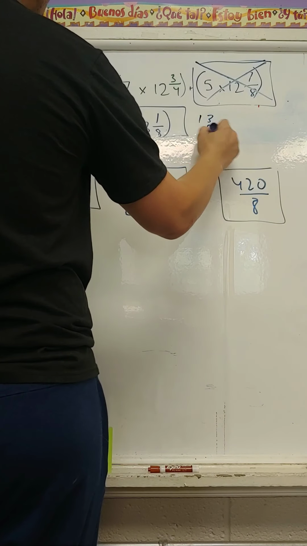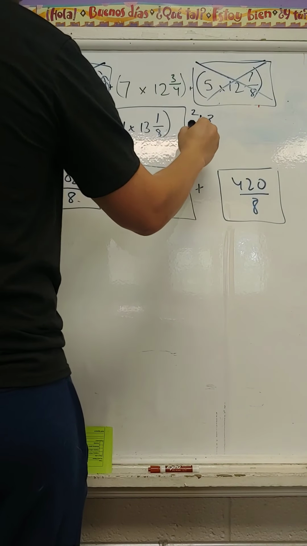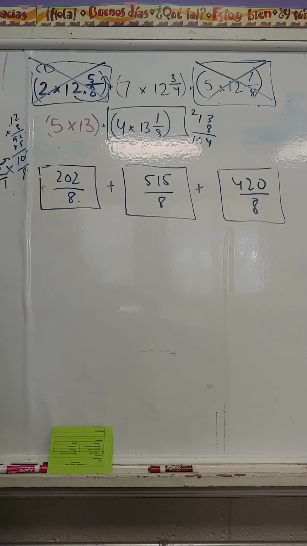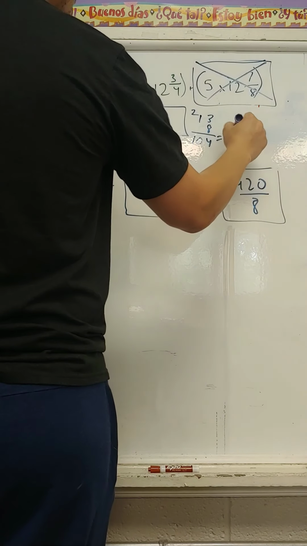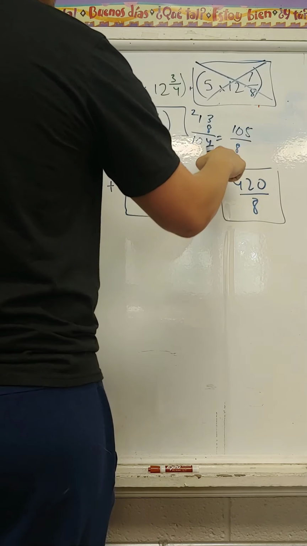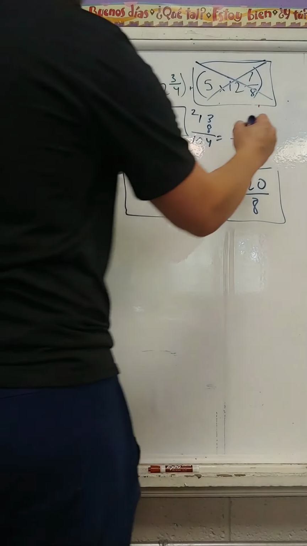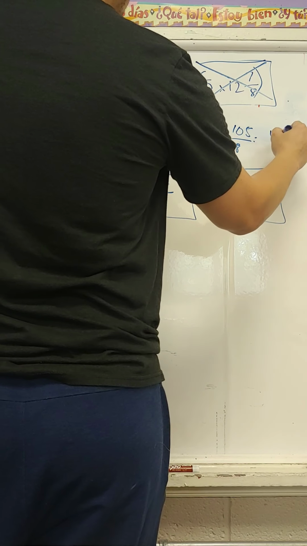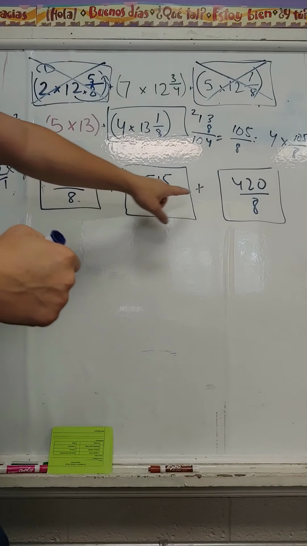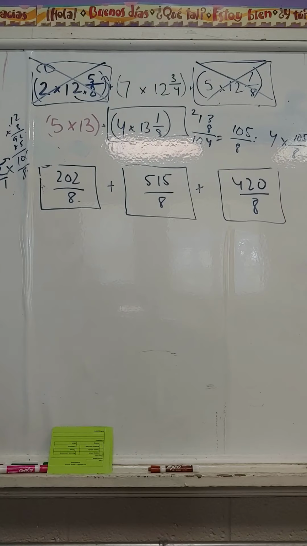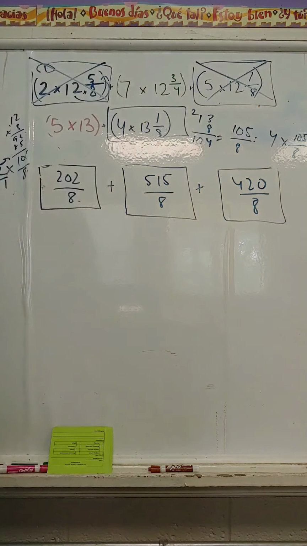It's going to be 13 times 8. 3 times 8 is 24. 1 times 8 is 8, plus 2 is 10, for a total of 104. Okay, so that's 104 plus 1 is going to give me 105 over 8. All right, I'm not done yet though. Can't forget to multiply it by 4. Okay, so we're going to end up with 4 times 105 over 8, which is going to give me 420 over 8. Okay, denominator stays the same for those three.